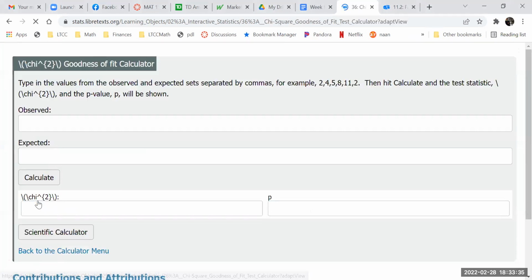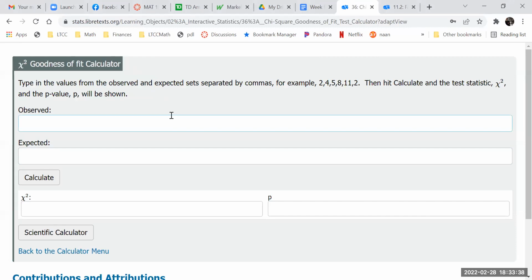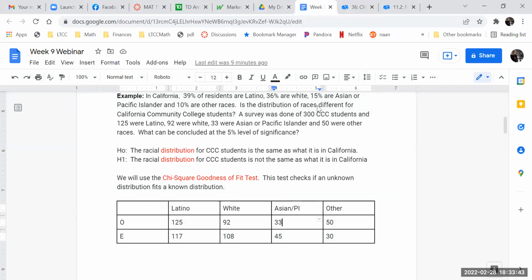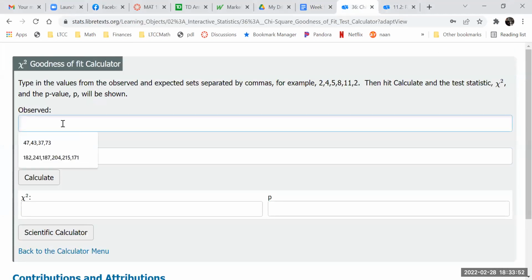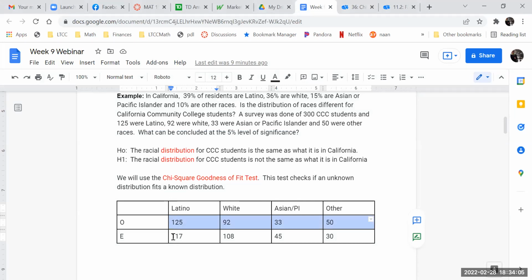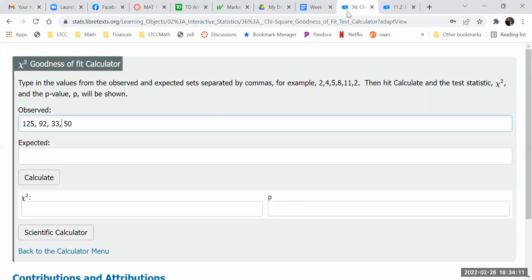Is the distribution of the population that you don't know far from what you do know? So I'm going to click goodness of fit test. It says type in the values of the observed and expected separated by commas. The easiest thing to do is copy the first row, paste it, and put commas in. Then I can do the same thing with the second row: copy it, paste, put some commas in.